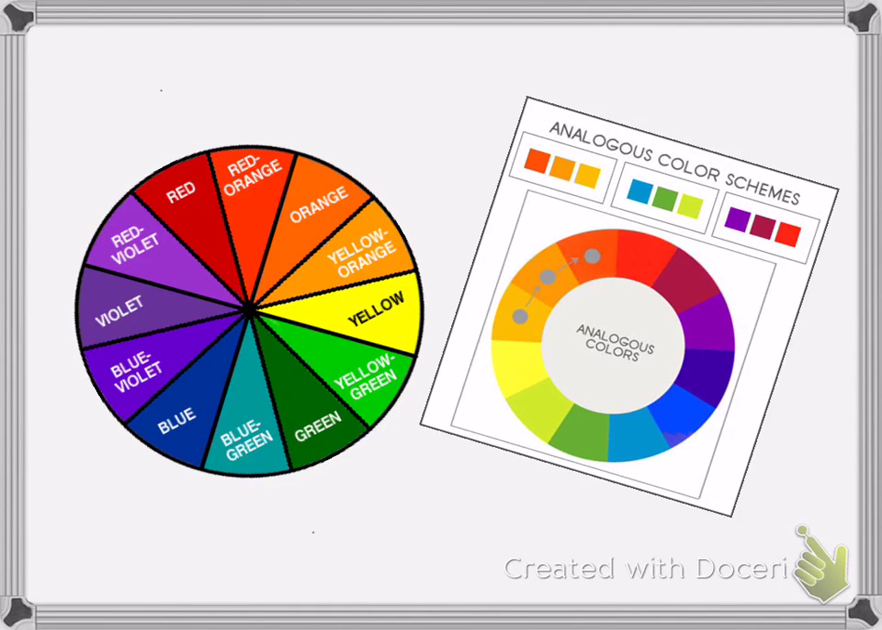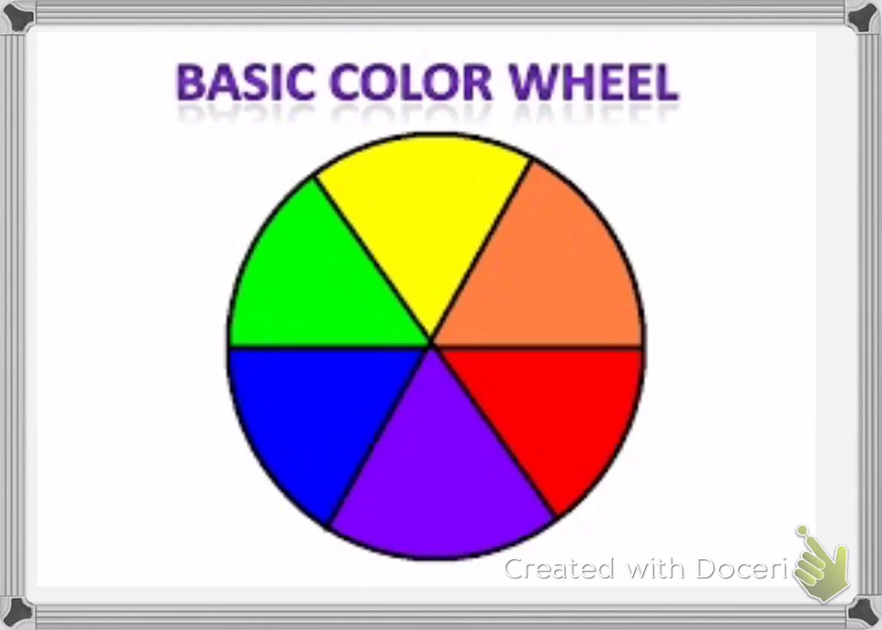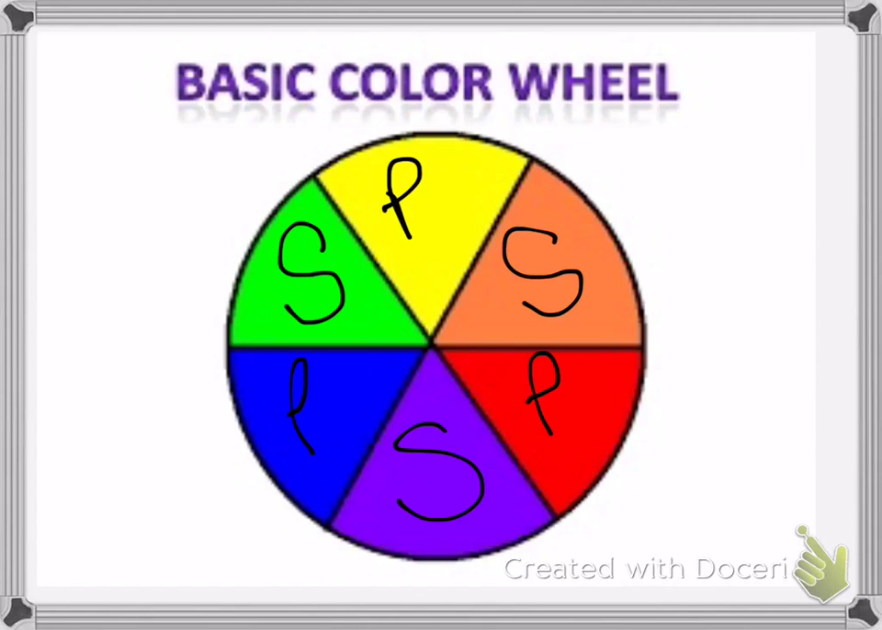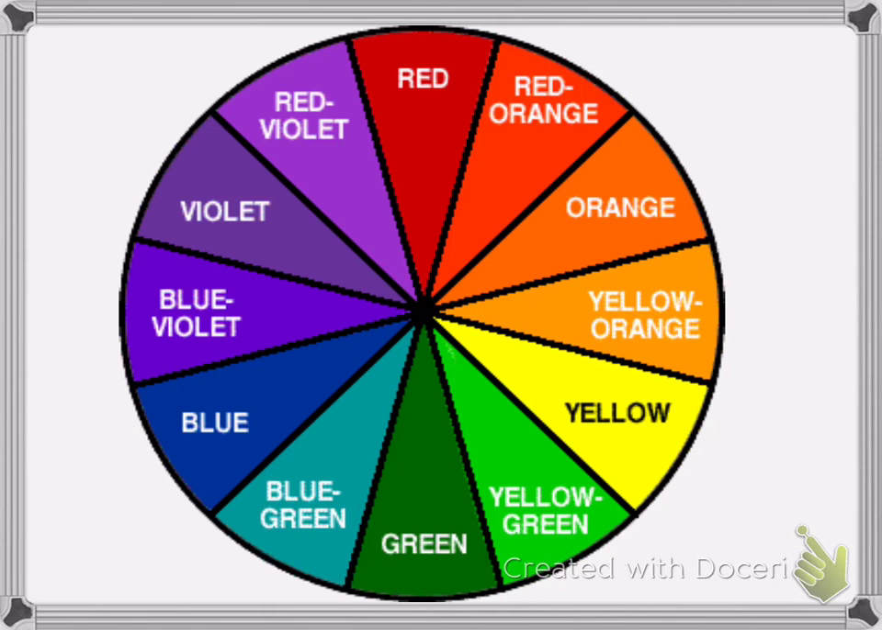In this unit, we're going to be talking about the color wheel and analogous color schemes. In years past, you've learned about the basic color wheel that has primary colors like yellow, blue, and red, and secondary colors like green, orange, and violet. Now we're going to learn about a more advanced color wheel that has the primary colors on it and also the secondaries. But now it has a new type of color called a tertiary color.